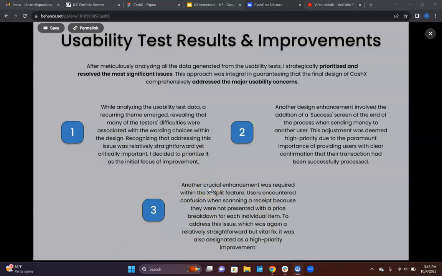A third enhancement was within the XSplit feature. Users encountered some confusion when trying to scan a receipt because they weren't presented with a price breakdown for each individual item. So to address this, we wanted to go back and include a price breakdown for each individual item on a receipt.